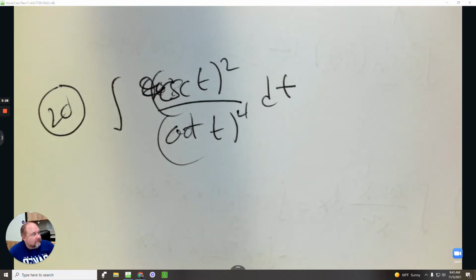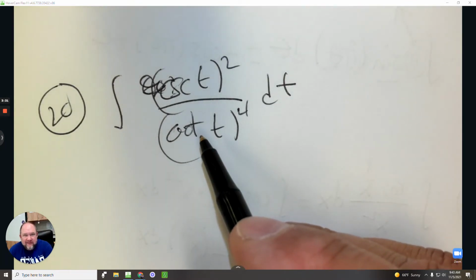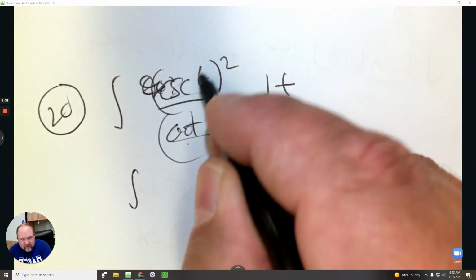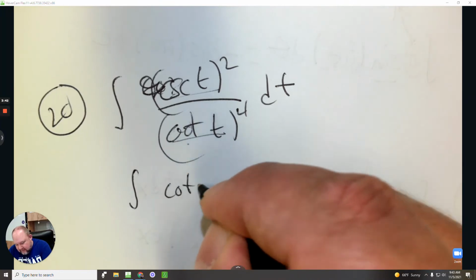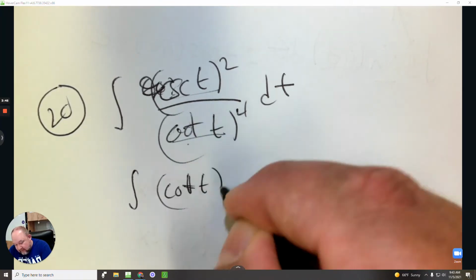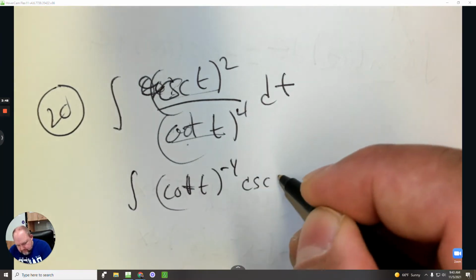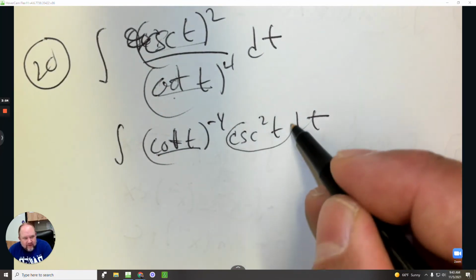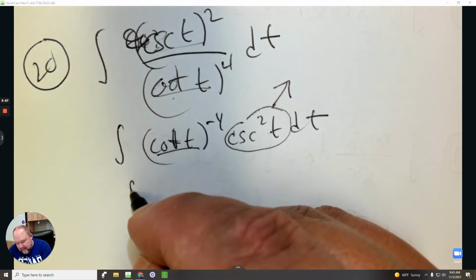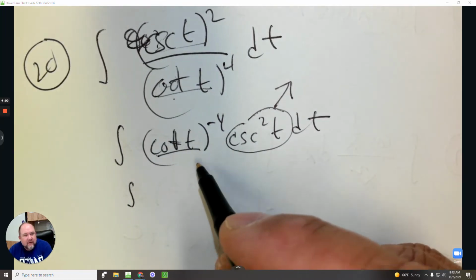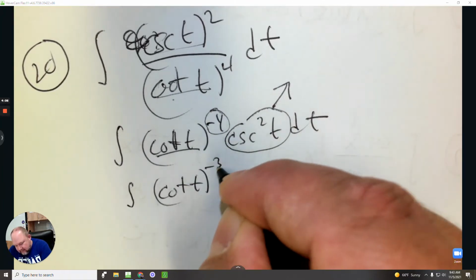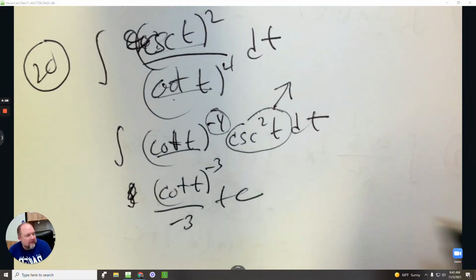Number 20. Press pause, write it down, then press play. So for this one, I'm going to write it cotangent. The derivative of cotangent is cosecant squared, so I see that relationship. I'm going to write this to the negative 4. And then the derivative of cotangent is cosecant squared, so I can unhook it. The antiderivative rule here would just be the power rule. So you're adding 1. That's negative 3. And then divide by negative 3, and then don't forget the constant.